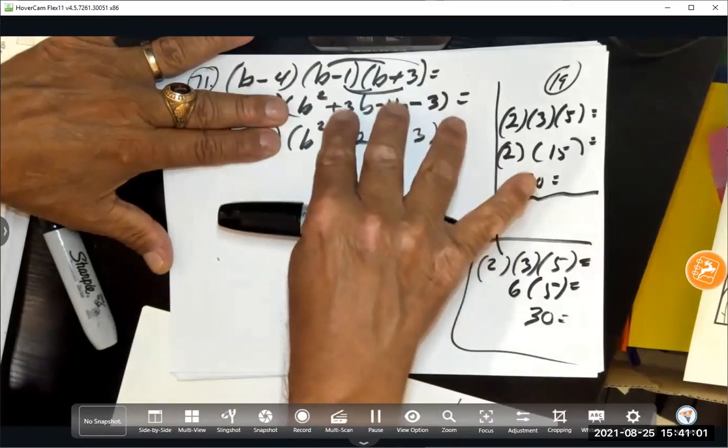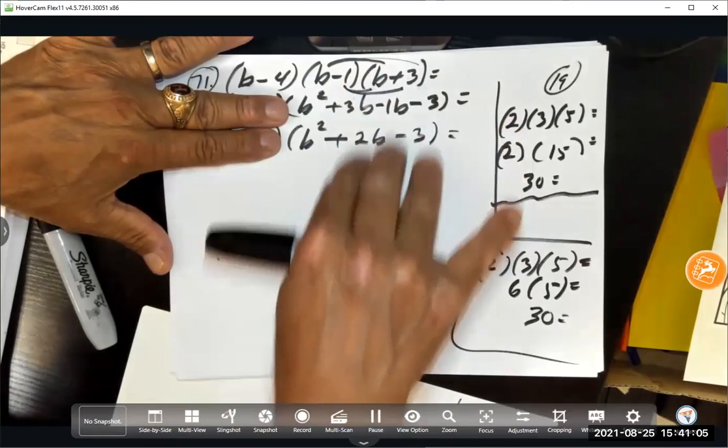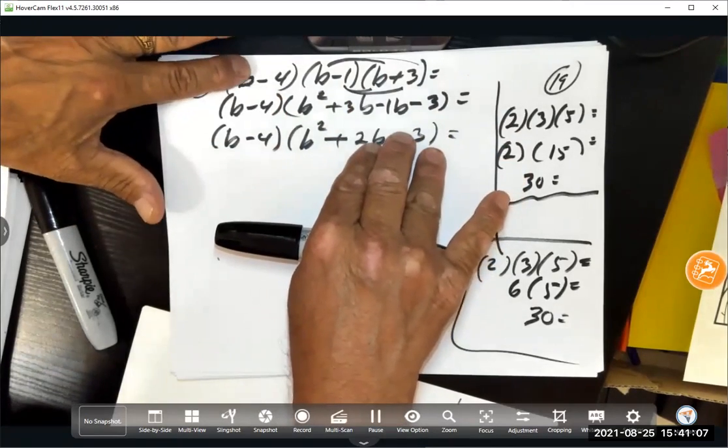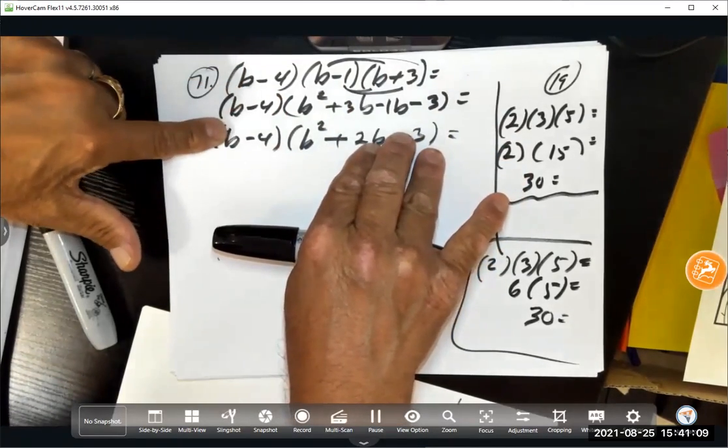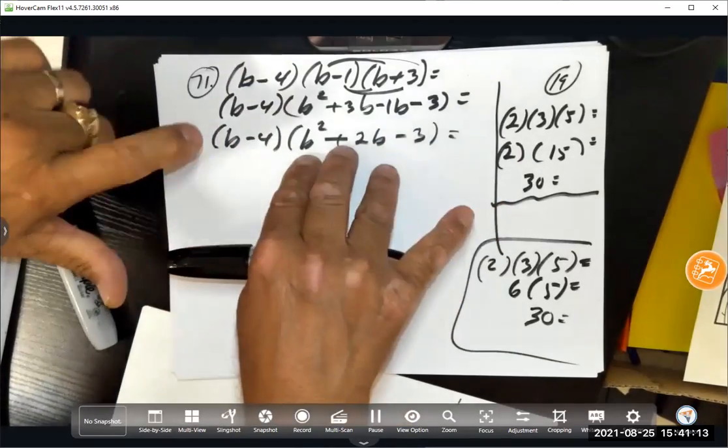There it is. So that one is this one right here. Is that okay? This right here, all those are the same. Yes. So now, B minus 4, B minus 4, B minus 4. I just copied it. So now, I'm going to do these.